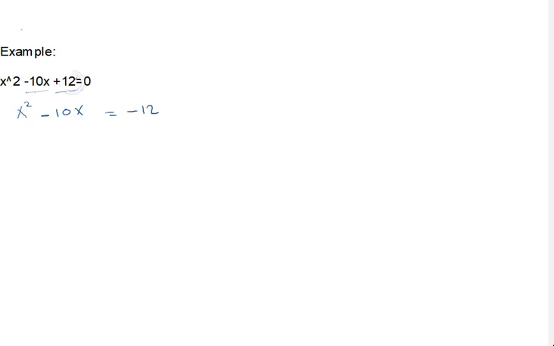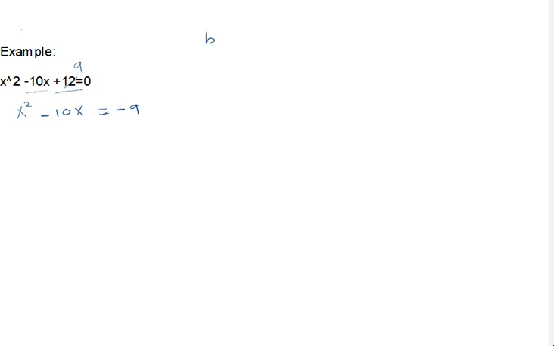Here this term is supposed to be 9. So x squared minus 10x equals minus 9. Then a equals 1, so no need to divide by anything.